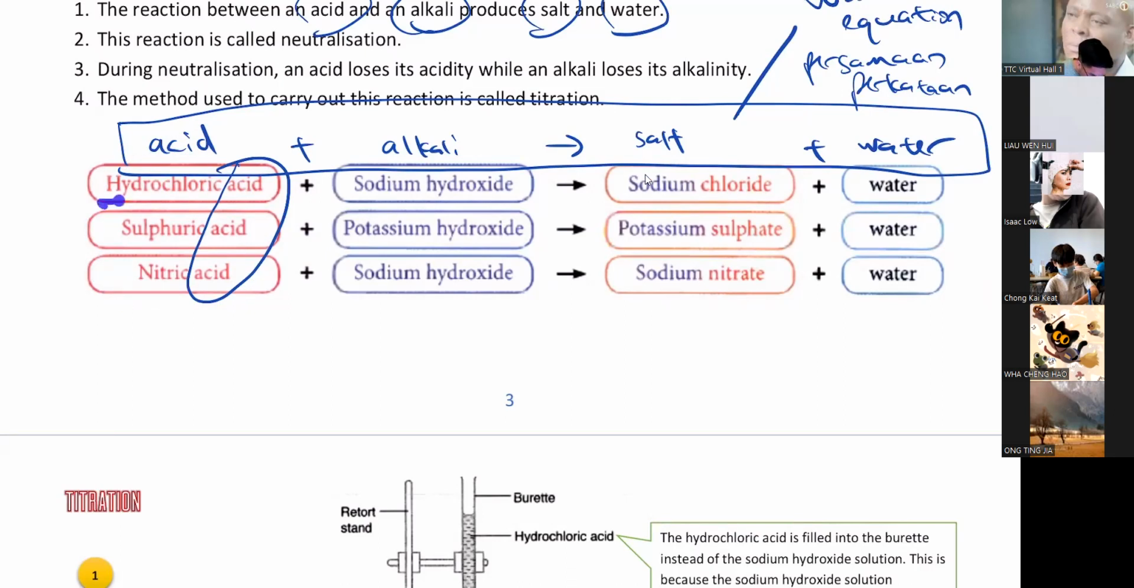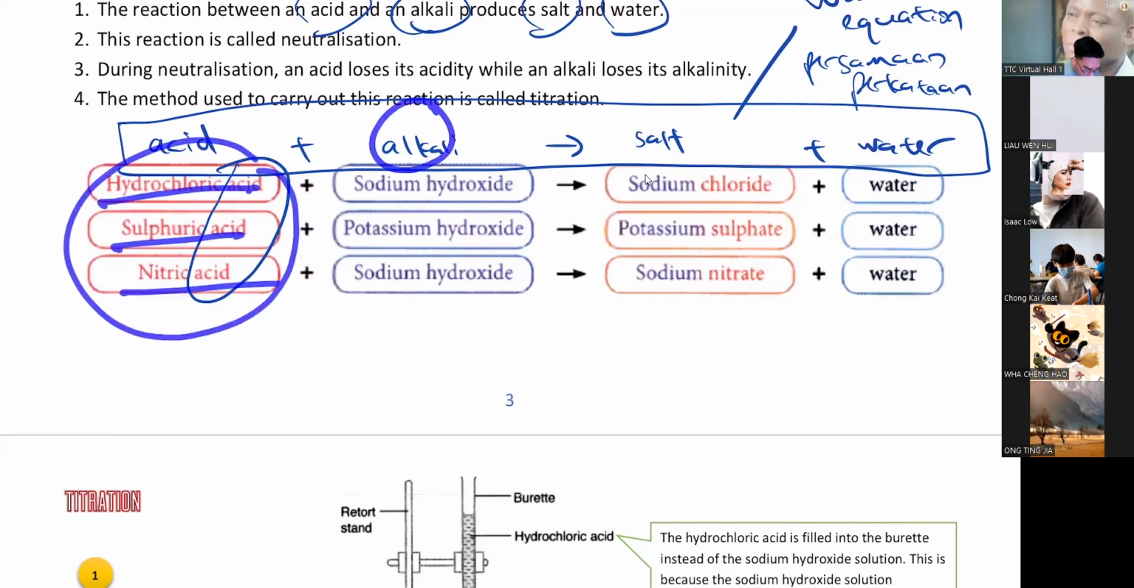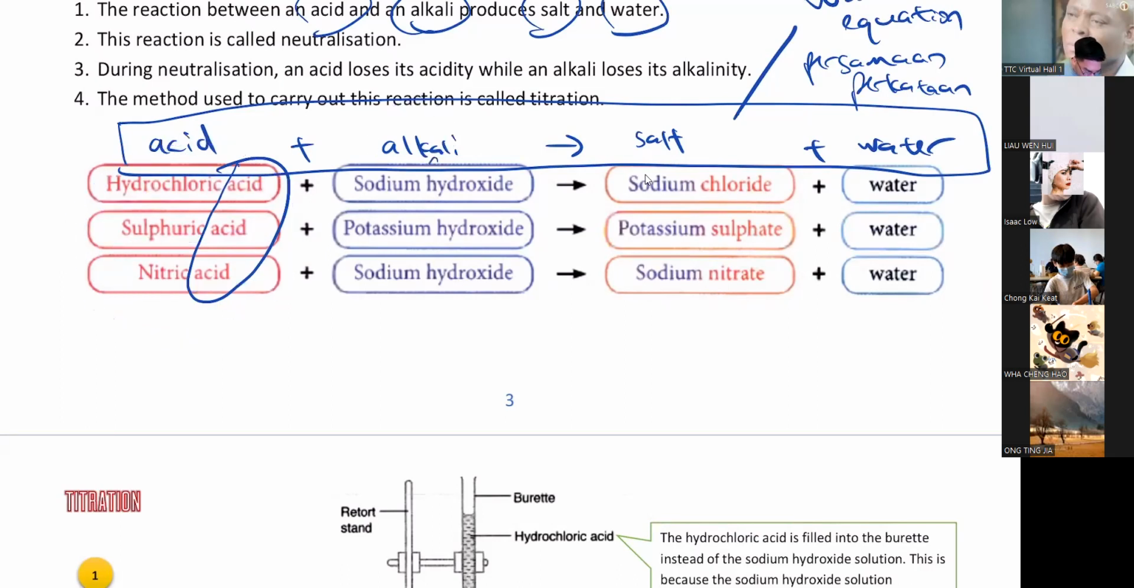Your hydrochloric acid, sulfuric acid, nitric acid, you find these in the lab. Whereas your alkali, you will see the word hydroxide. This is the key word. When you see hydroxide, that is our alkali.